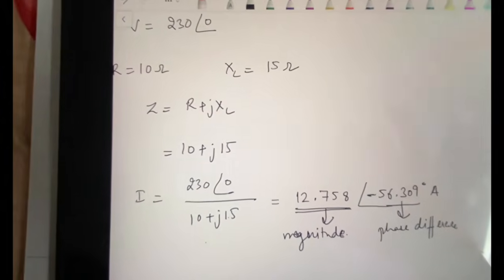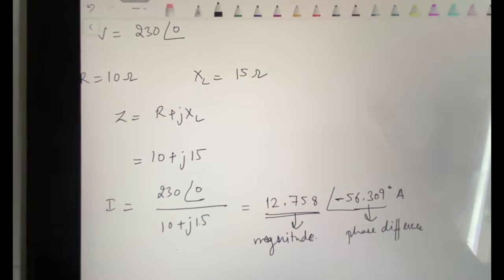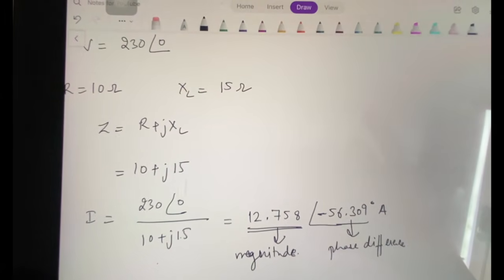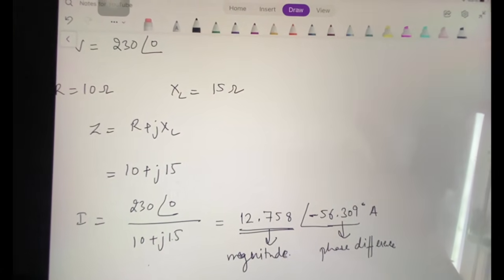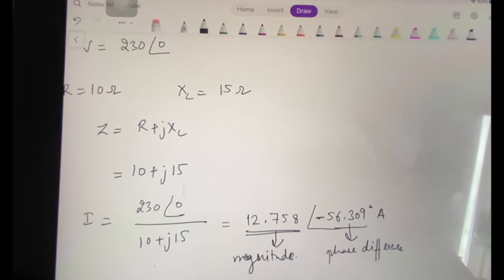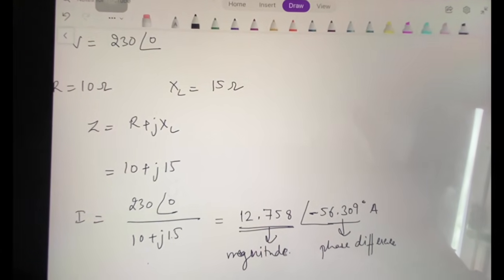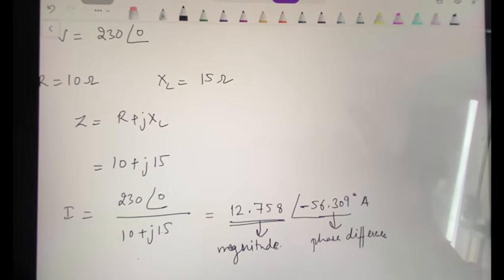In the next video, I will solve the problems on the fundamentals of AC circuits, starting with the average and RMS value, and then in the coming videos, I will solve the problems of series and parallel circuits. I hope this video is helpful to you.